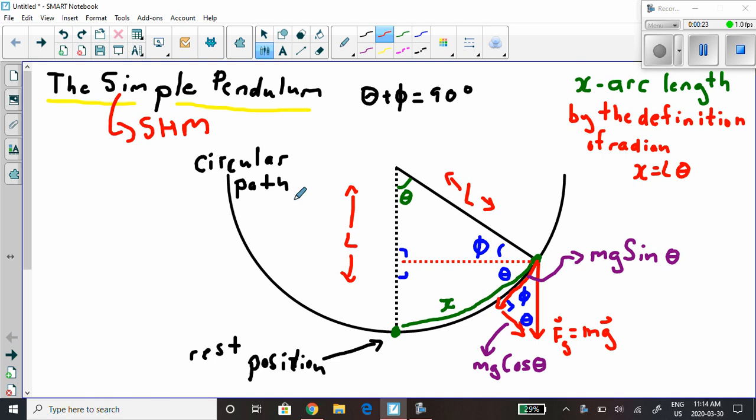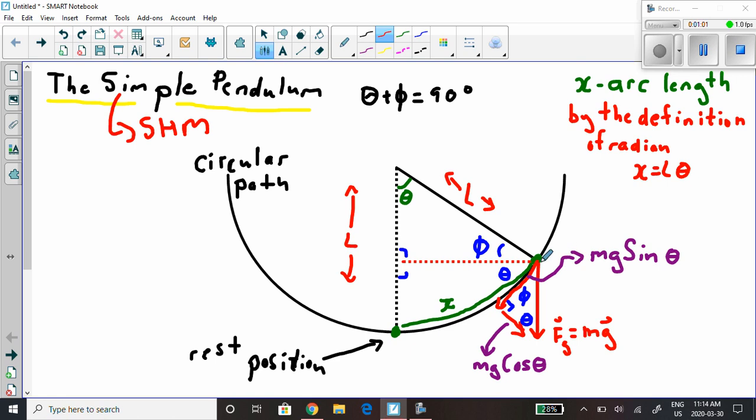Well, a pendulum swings through a circular path right through here. So let's say we've got the pendulum set up right here, a little green mass at the end of this string, and the string has a length L, okay? And so the mass is going to swing through here, get to the rest position, swing over and back. You did a simple pendulum in grade 11, but now we're going to take a much more mathematical look at this simple pendulum and see why it's called a simple pendulum, linking to simple harmonic motion.